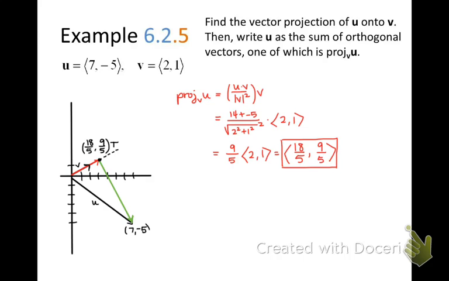7, -5, and that's your head point. So if I'm trying to find this green guy, I am just going to use the heads minus tails rule to find that. Heads minus tails rule to find the green. So I literally take my head point, which was 7, -5, and I'm going to subtract the tail point, which was 18 fifths and 9 fifths.